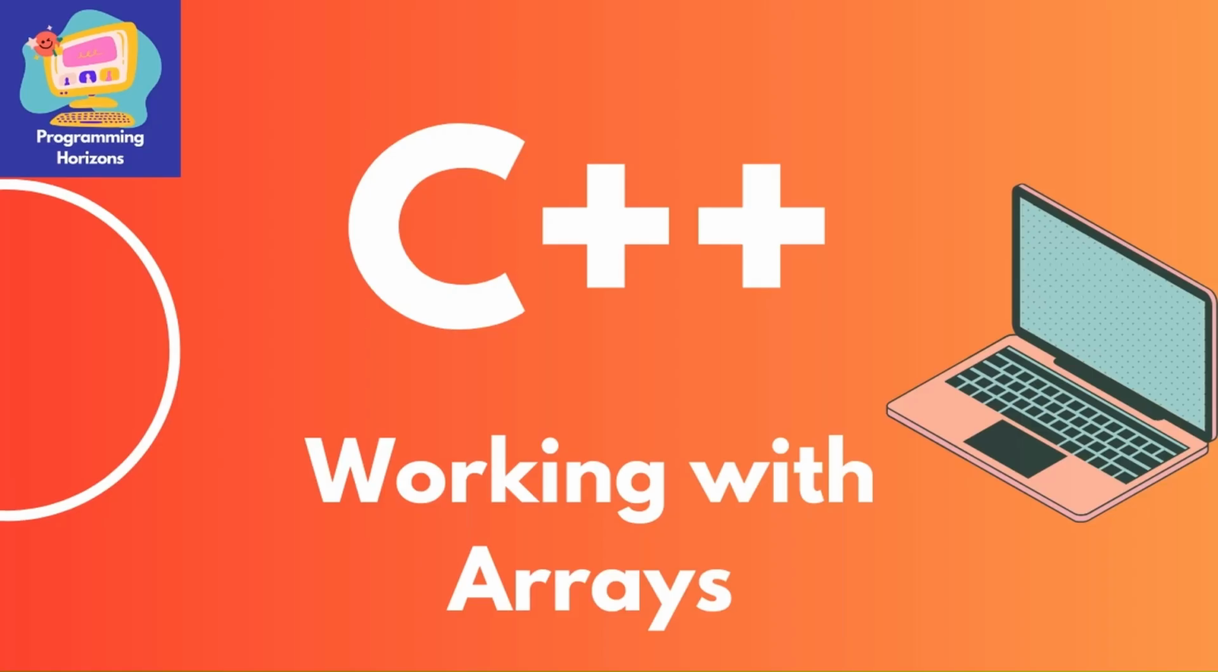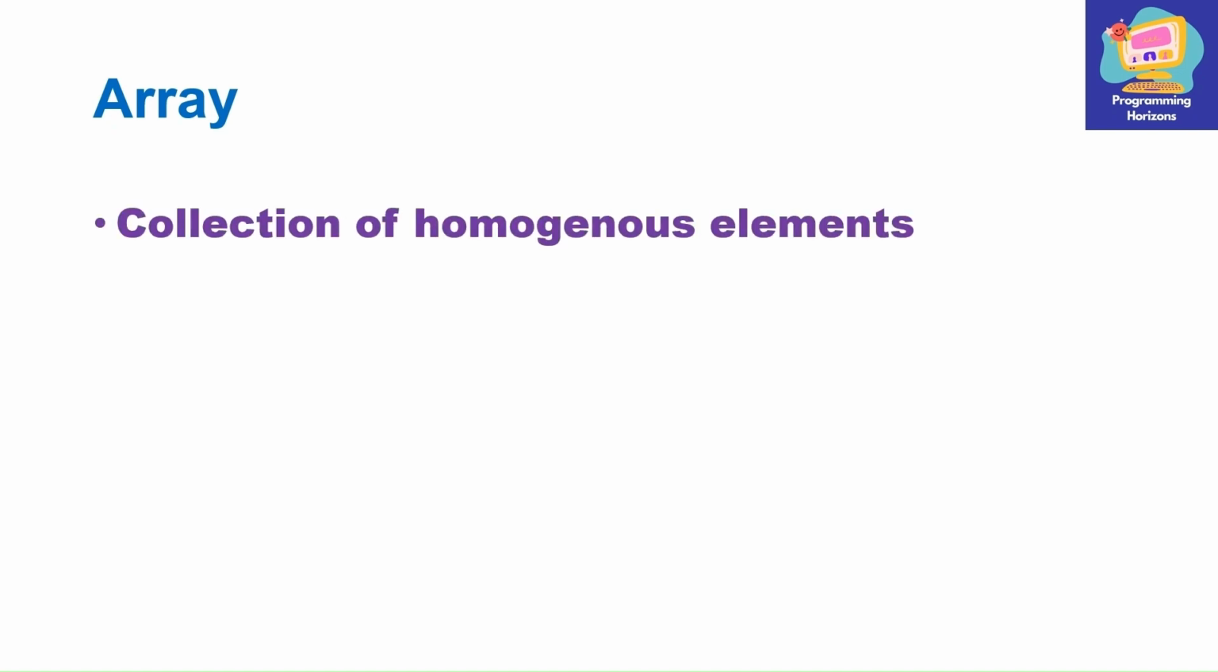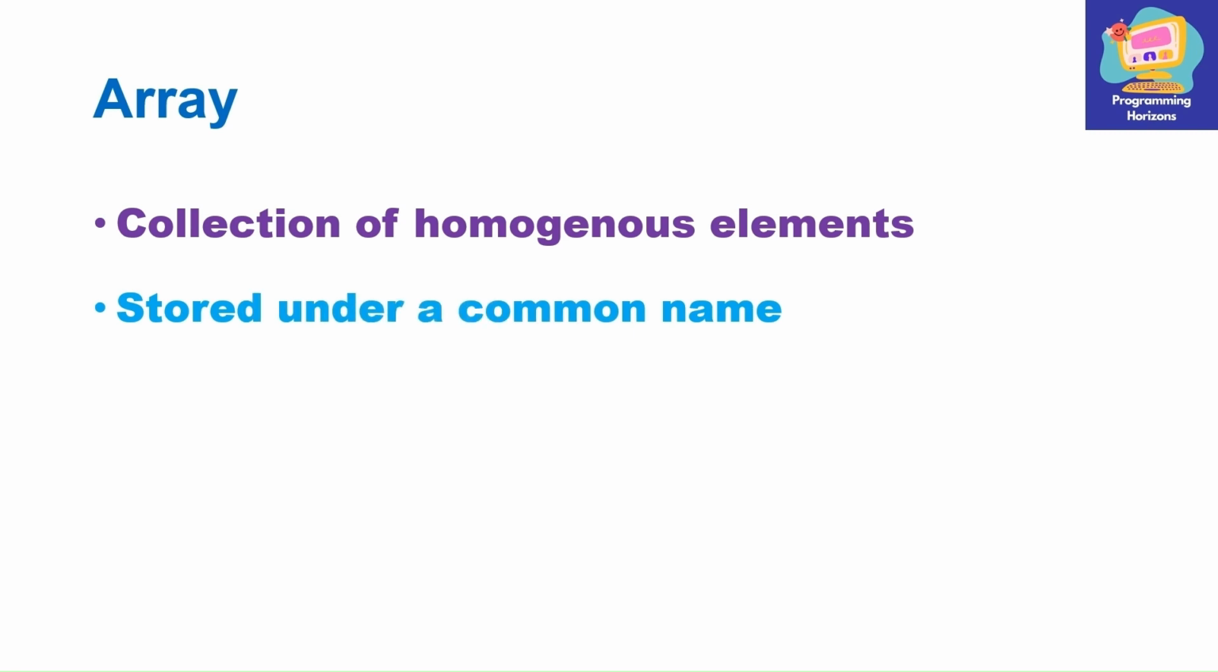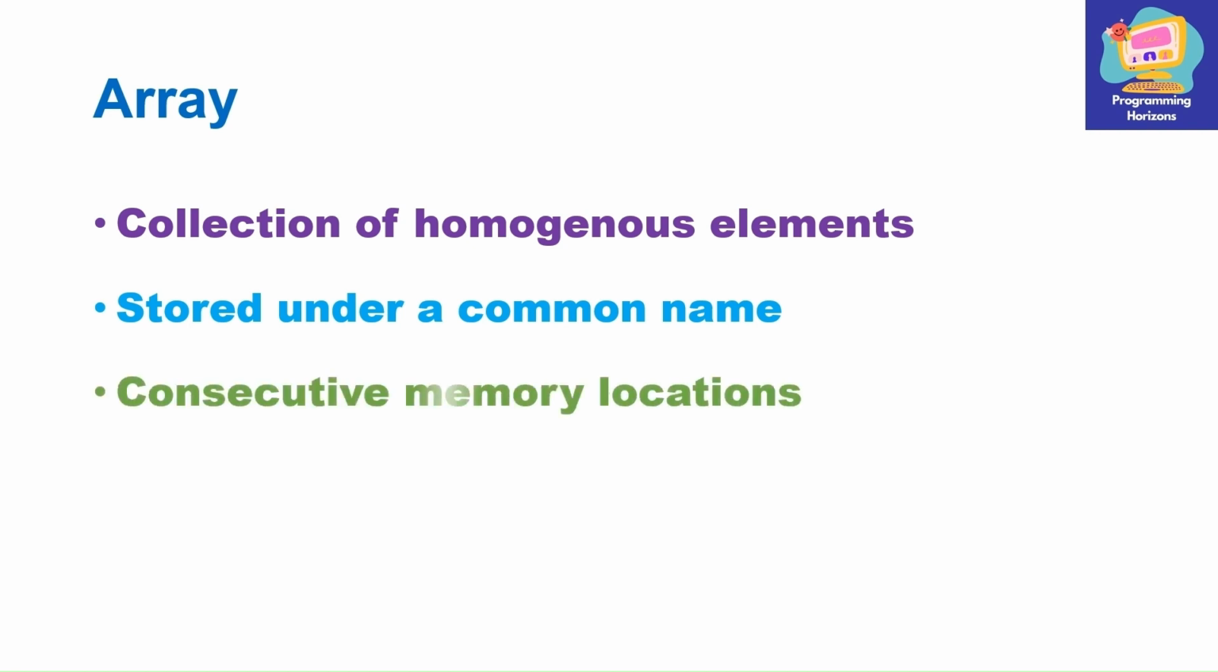Working with arrays. Let us understand what is an array. An array can be defined as a collection of homogeneous elements, meaning that all the values stored inside an array are of the same data type. Also, they are stored under a common name, which eliminates the need of declaring separate variables. And finally, these are stored in consecutive memory locations.